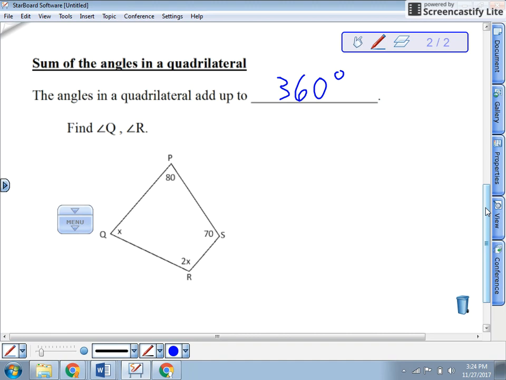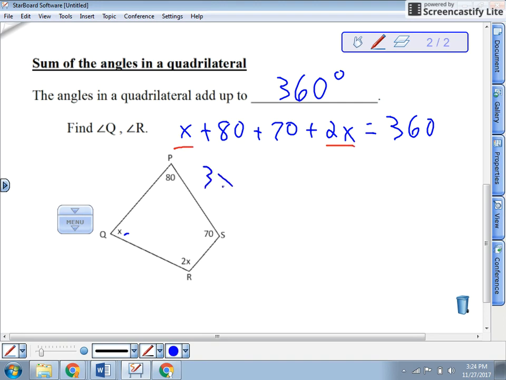Find angle Q and R. Well, here's all the angles. We're just going to add them up. So I've got x plus 80 plus 70 plus 2x, and that's going to equal 360. From here, we just combine our like terms. I've got an x here and a 2x there. So I'm going to have 3x, and then I've got an 80 and a 70. So that's going to be plus 150 equals 360.